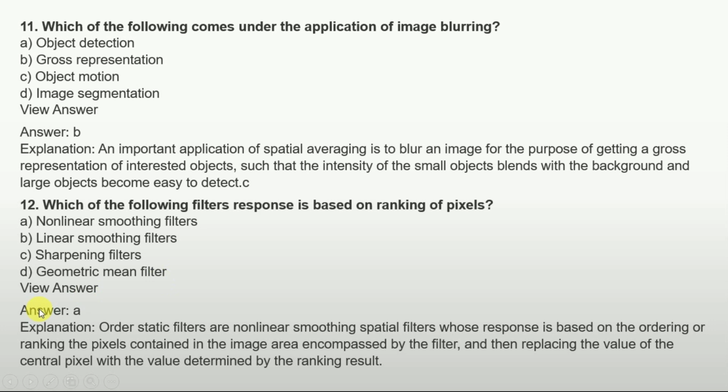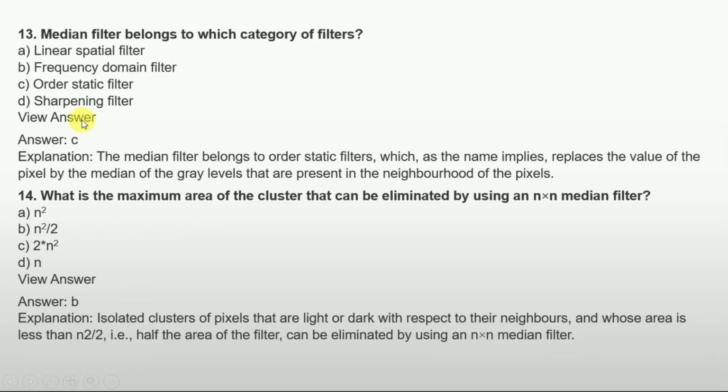So options are these, and the answer is non-linear smoothing filter. Order static filters are non-linear smoothing filters whose response is based on the ordering or ranking of the pixels. And the next question is, median filter belongs to which category of filters? Options are linear spatial filter, frequency domain filter, order static filter, sharpening filter. So the answer is option C, that is order static filter.